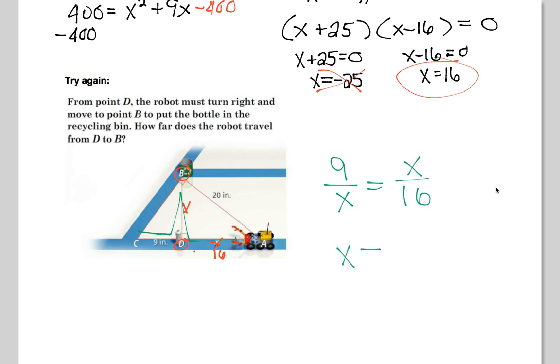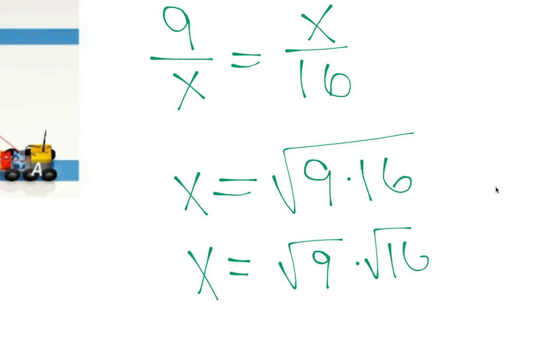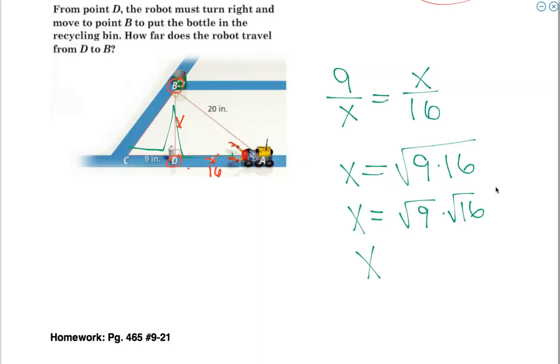So that is x equals the square root of 9 times 16. Hey, look, 9 and 16 are both perfect squares. So that means x equals 3 times 4, so x equals 12.